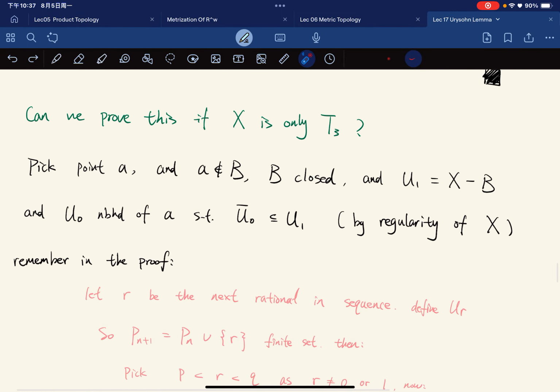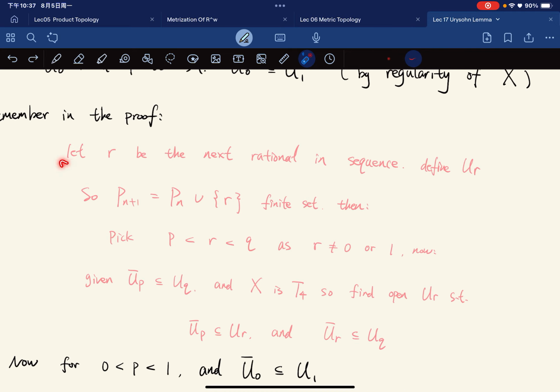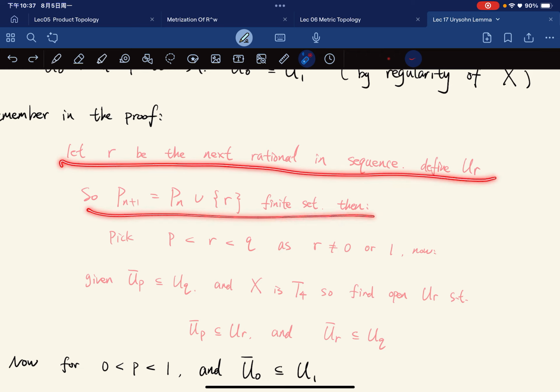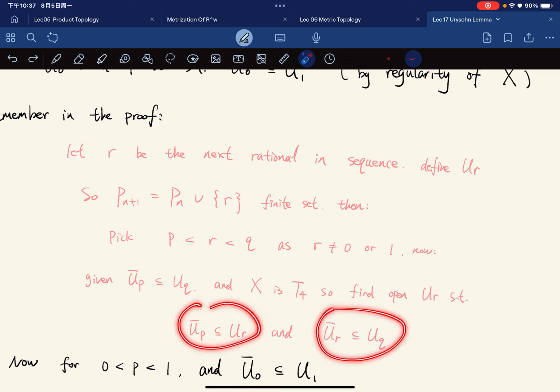So now let's answer the question: can we prove this if X is only regular? Let's just do it. We pick a point A, and A is not in B, B is closed. Define U_1 as X minus B, and U_0 a neighborhood of A such that the closure of U_0 is contained in U_1. This is done by regularity. But remember, in the proof, I just copied directly. Let r be the next rational in the sequence to define U_r, such that, given this, and because X is T4, we can find open set U_r such that those two are true.